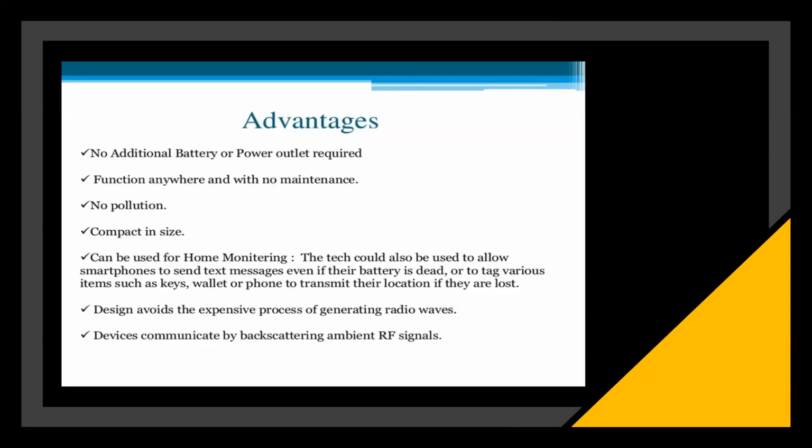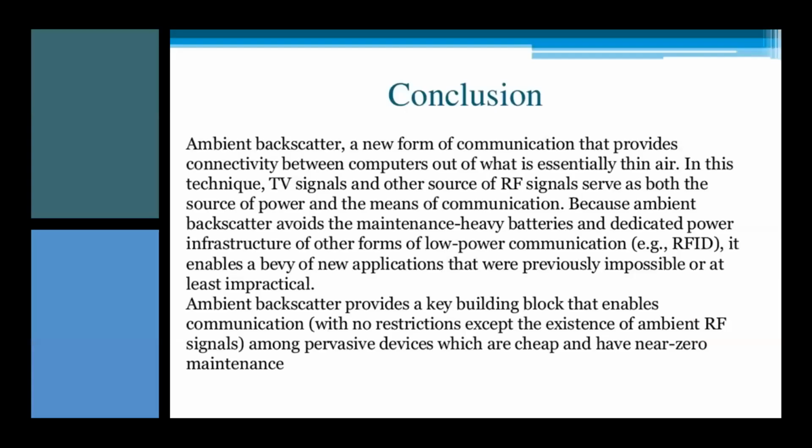Advantages are that it requires no additional battery or power outlet, functions anywhere with no maintenance, no pollution, compact in size, and can be used for home monitoring. The tech could also be used to allow smartphones to send text messages even if their battery is dead, or to tag various items such as keys, wallets, and phones to transmit their location if they are lost. The design avoids the expensive process of generating radio waves. Devices communicate by backscattering ambient RF signals.